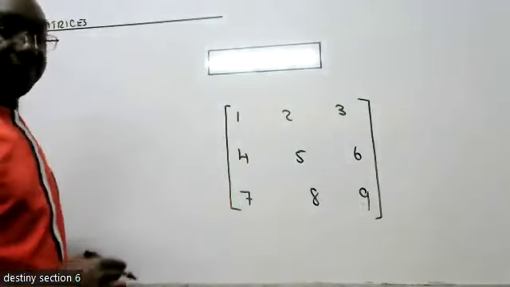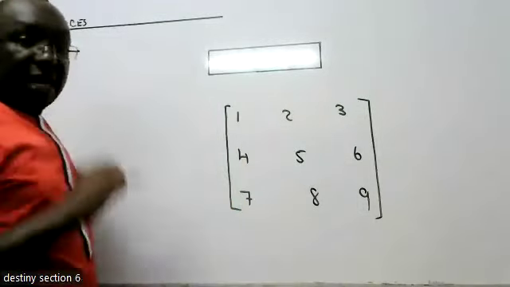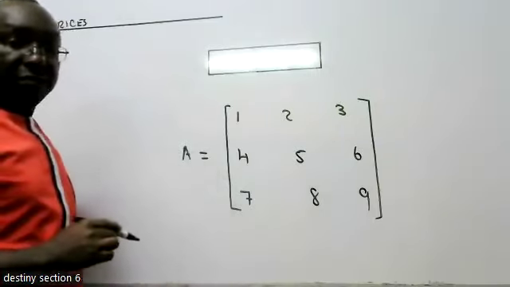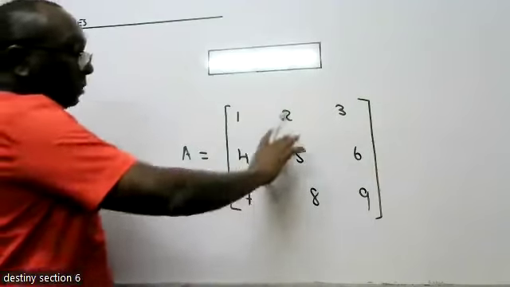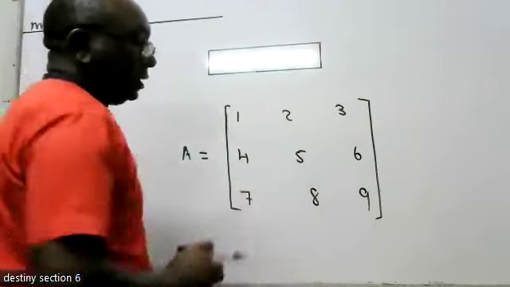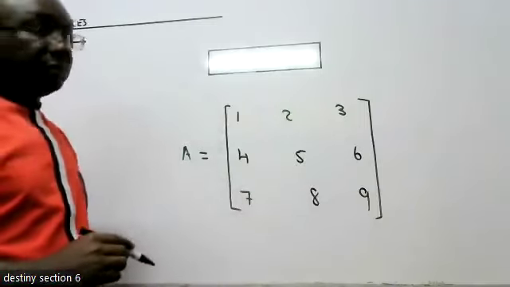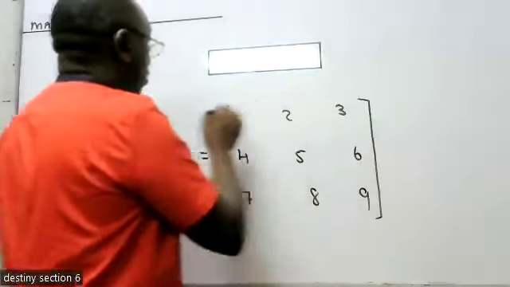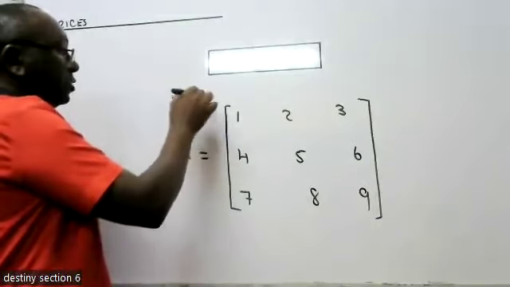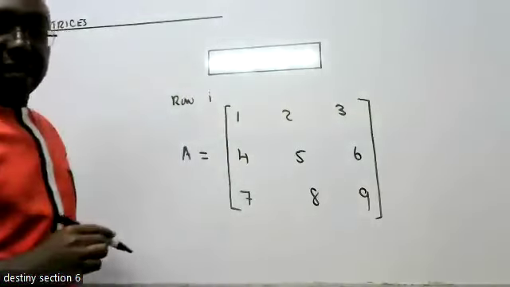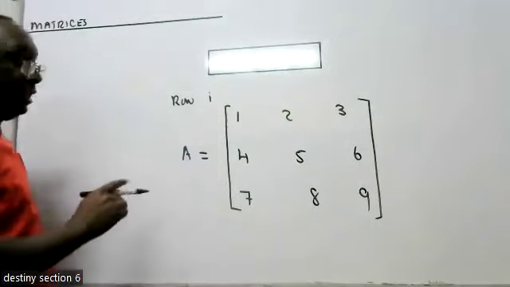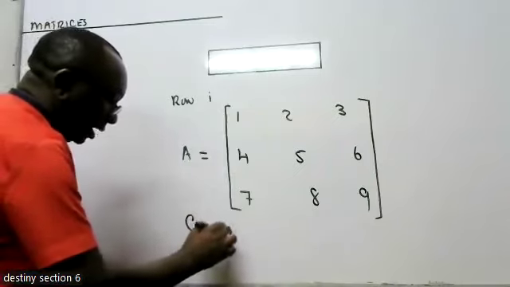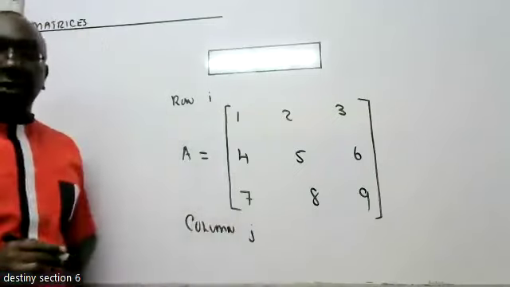So we have brackets. When you are giving the name of a matrix, we always use the capital letter. And when you are labeling the elements, we use small letters. Now, this horizontal arrangement of numbers is called a row. Rows are represented by letter i. And this vertical arrangement of numbers is called a column. Columns are represented by small j.